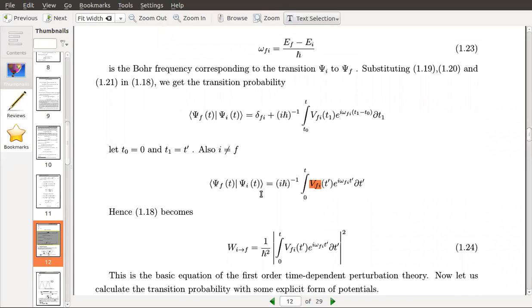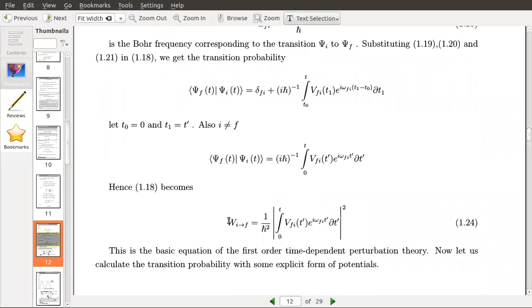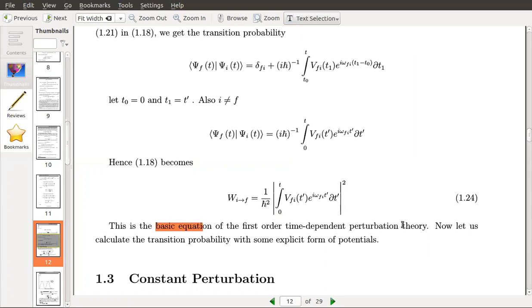Now take the modulus square of this one, which is the transition probability. So you take the square of this one. So (iħ)⁻² — i squared means minus 1 — so 1 by i squared means minus 1, and 1 by ħ squared times the integral from 0 to t of V_FI(t') e to the power of iω_FI t' dt', modulus squared, is the transition probability, which is the very important formula. So this is the basic equation for first order time dependent perturbation theory.